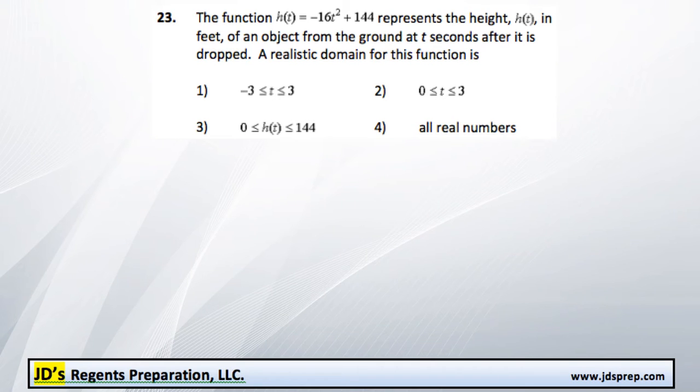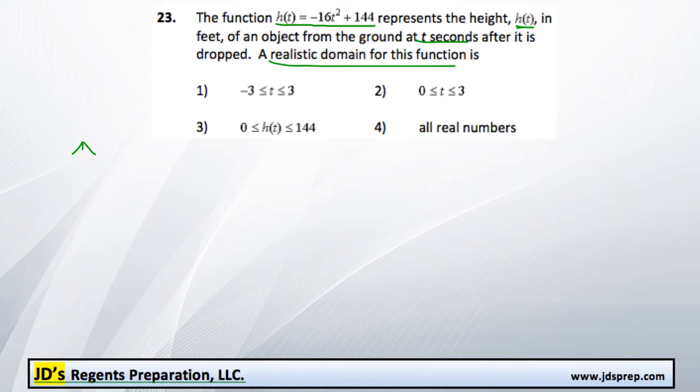This is problem number 23 from the August 2014 Algebra Regents exam. In this question we're given the function h of t equals negative 16t squared plus 144. That function represents the height, h of t in feet, of an object from the ground at t seconds after it's dropped. And we need to find what a realistic domain for this function is.